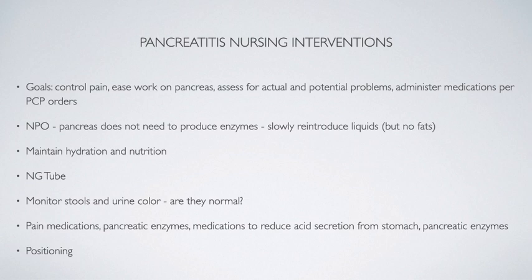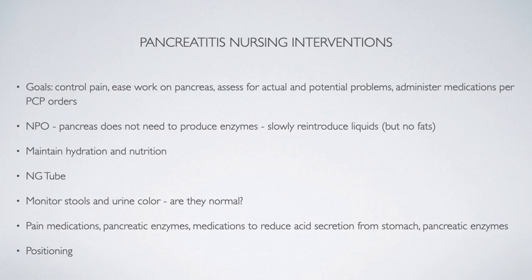You want to monitor the stool and urine colors, greenish tan. Are they normal? Give them pain medications. The pain is pretty severe, so they're going to be getting some pain medications, probably IV, right? Because we want parenteral. Medications to stop acid secretions. So what are those? Proton pump inhibitors, H2 blockers, histamine blockers, and antacids.